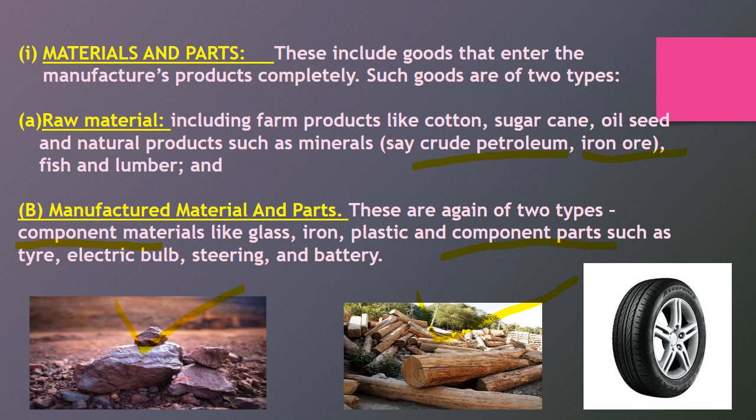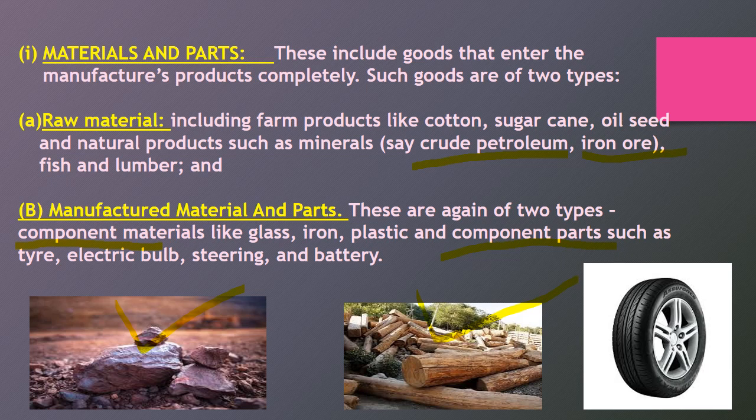But if you say tire, tire is not a final product. It is a component part. Component part means it's something like an important part of some other thing, like for example the battery, the car battery. Without the battery, can the car function? No. So it is an important element.